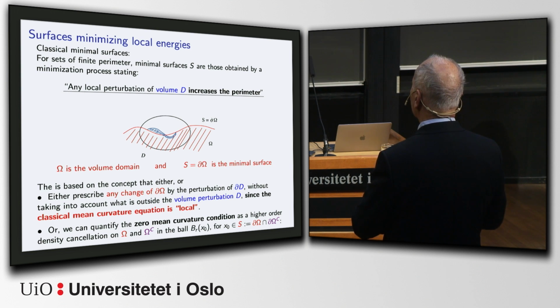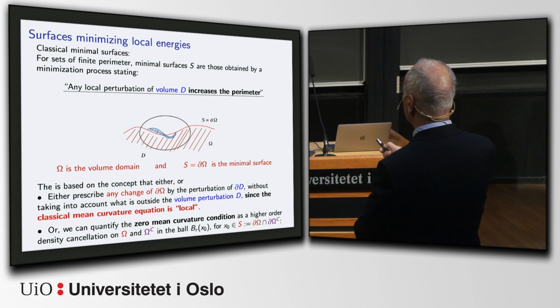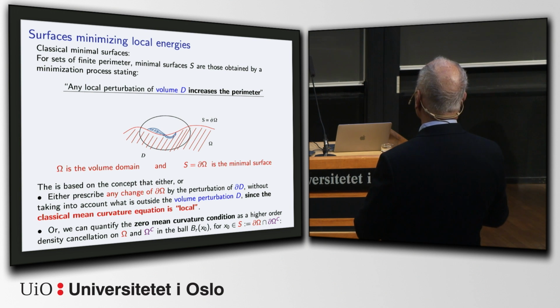It is based on the concept that we prescribe any change on boundary of omega by the perturbation of boundary of D, right? So we have here boundary of omega, and here we have D. So when D moves, that perturbs delta sigma, right, without taking into account what is outside the volume perturbation.